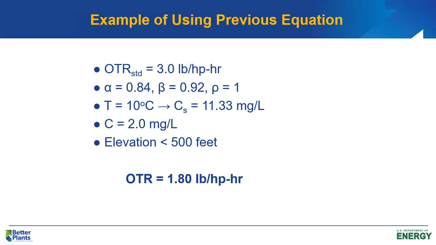Using the previous equation, the standard oxygen transfer rate for the aeration equipment is 3.0 pounds per horsepower hour. We use alpha 0.84, beta 0.92. Again, we have little control over those values. Rho is 1. That means we're operating at an elevation less than 500 feet. And we're going to operate at 10 degrees C. Our saturation value in tap water is 11.33 milligram per liter. We're operating at a 2 milligram per liter DO concentration. So under those conditions, the actual field oxygen transfer rate will be 1.8 pounds per horsepower hour.